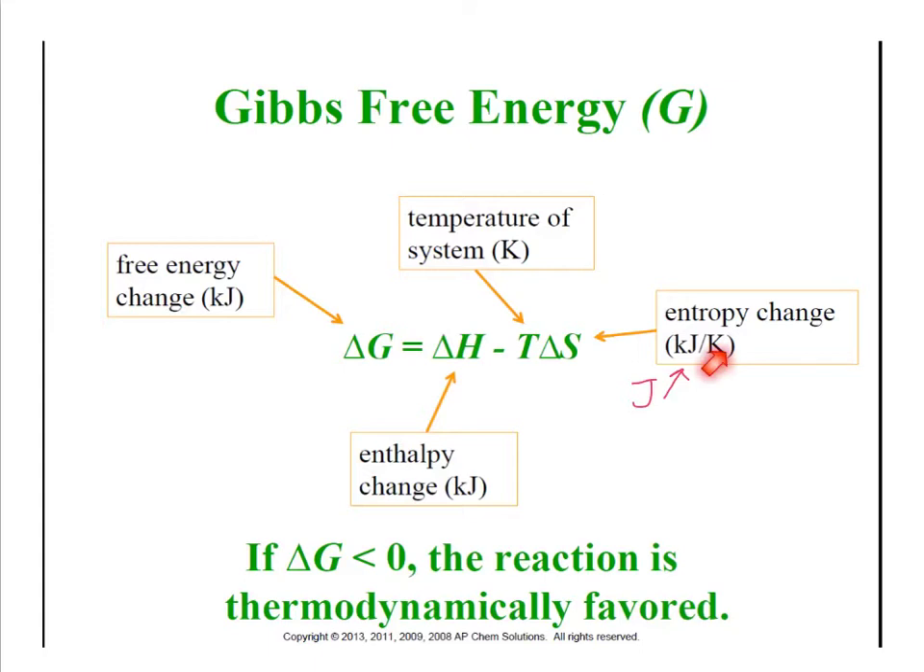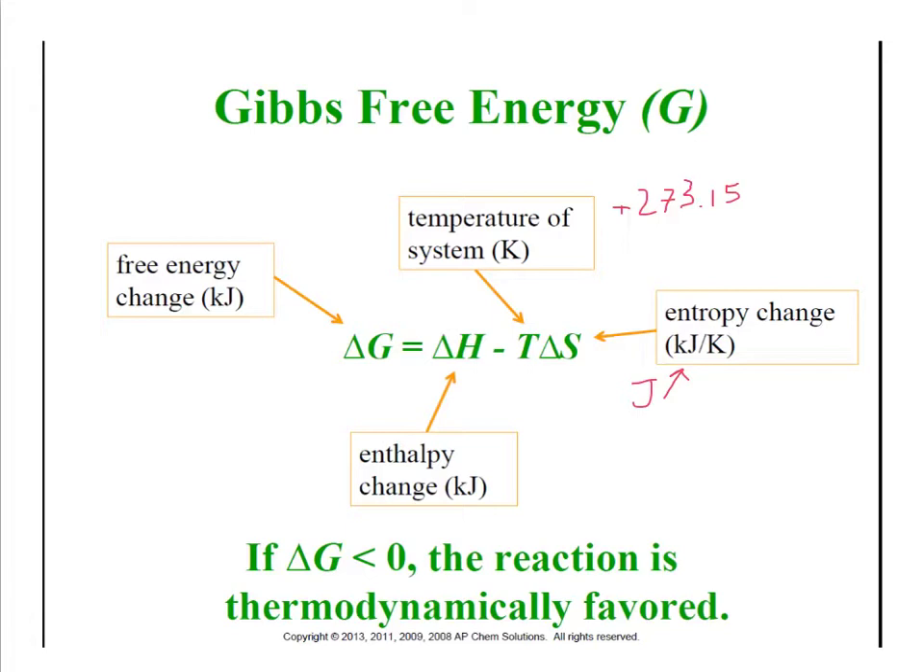Also, temperature must be in Kelvin because entropy change is kilojoules per Kelvin. And so your temperature, if it's in Celsius, you have to convert it by adding 273. And let's go ahead and expand that to 273.15 just to give us some more accurate numbers.